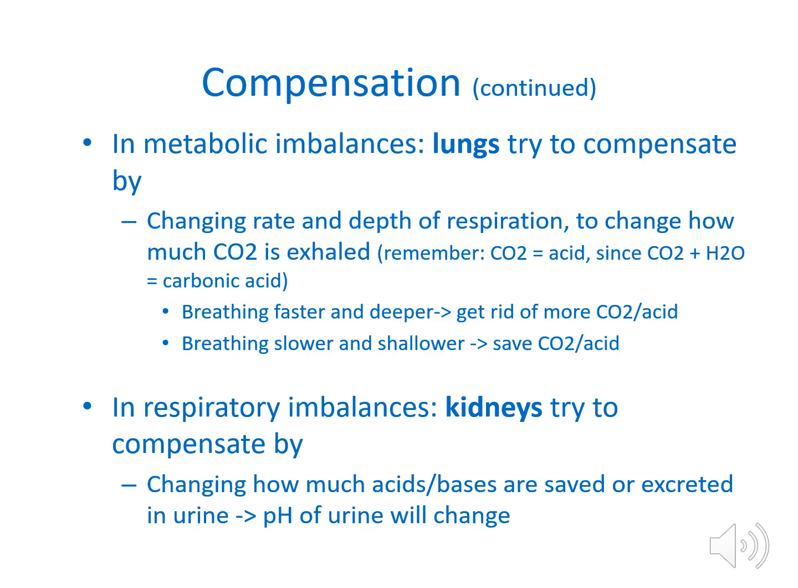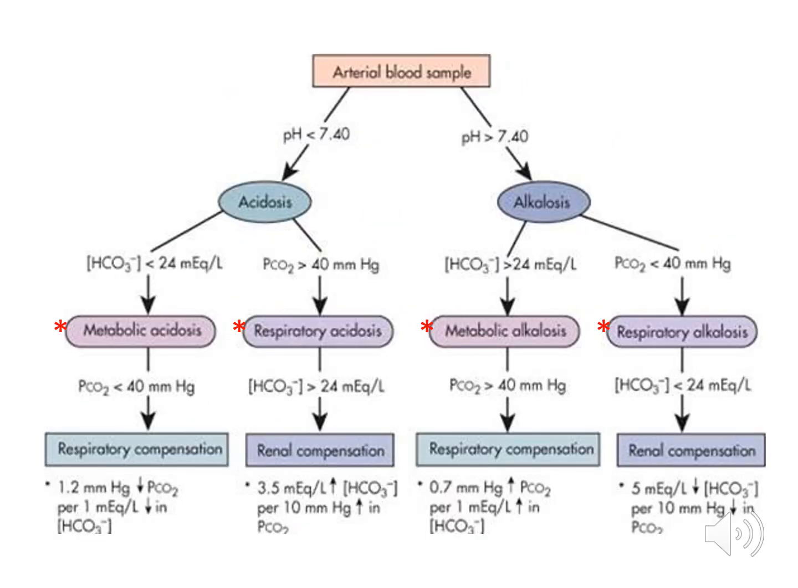So the way to tell whether the kidneys are doing their compensation is by checking the pH of the urine. If the kidneys are getting rid of more acids or more bases, we're going to see a change in the pH of the urine. Okay, so those are the basics. What we're going to do now is briefly walk through each of the 4 acid-base imbalances and see how those concepts play out in each one of them.